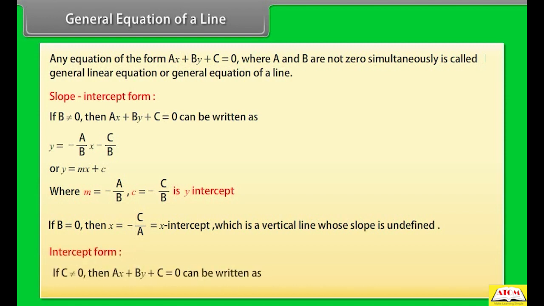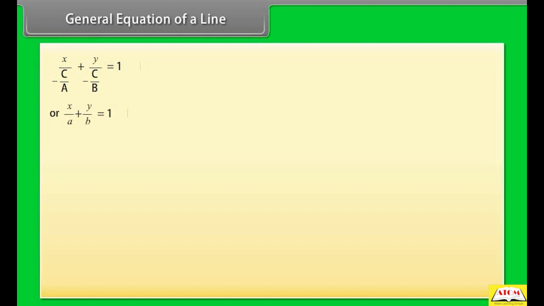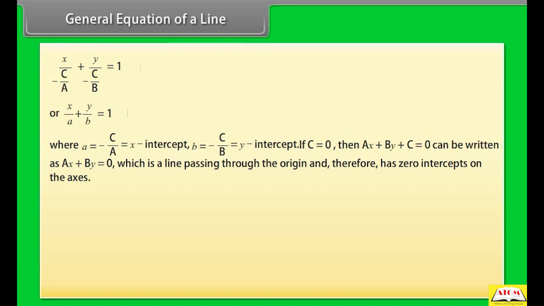Intercept form. If c is not equal to 0, then ax plus by plus c is equal to 0 can be written as x by a plus y by b is equal to 1, where a is equal to minus c by a is the x-intercept, and b is equal to minus c by b is the y-intercept. If c is equal to 0, then ax plus by plus c is equal to 0 can be written as ax plus by is equal to 0, which is a line passing through the origin and therefore has 0 intercepts on the axes.